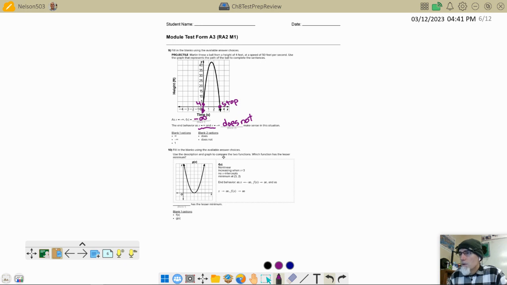Fill in the blanks using the available answer choices. So it wants us to tell them which function has the lesser minimum. Well, the minimum on the G function happens at 3, and it's 0. So the minimum value is 0. I'll put 3 comma 0, but they're really wanting to know about the y value. And the minimum value here is 3 comma 2. So the G function is the one with the lesser minimum because it's lower. 0 is lower than 2.